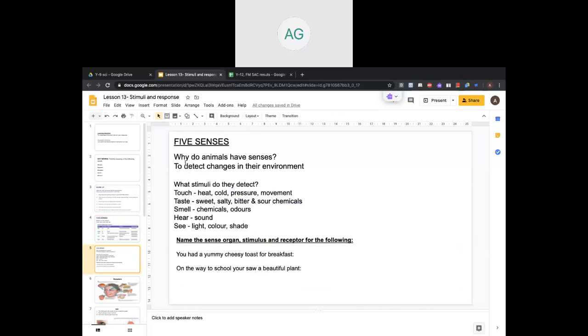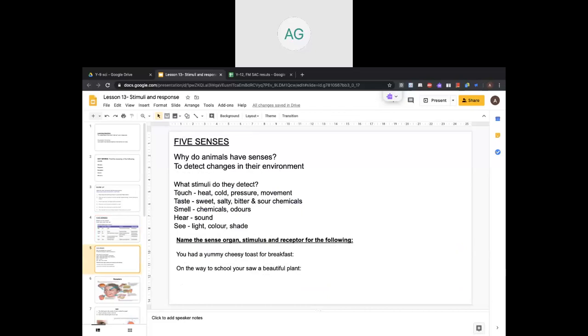Okay, so 5 senses. Why do animals have senses? So that we can detect the changes in the environment. If we don't have any senses, if we are not able to hear or see, we cannot see any change happening in the environment. Our life will be just constant. It's just nothing.